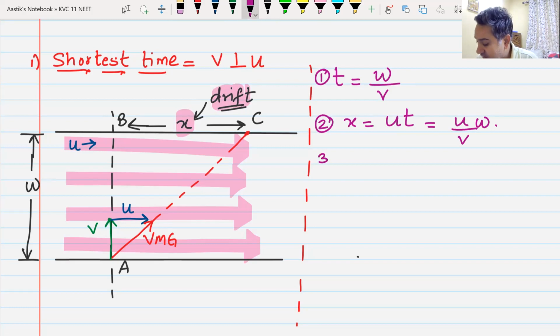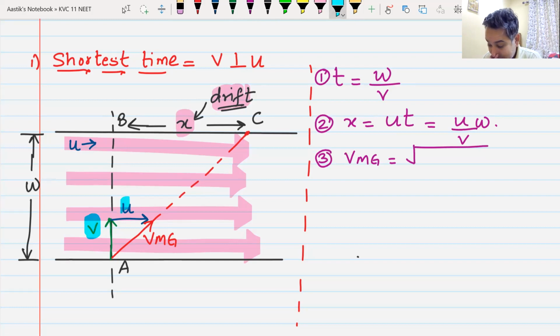The third thing they can ask you is what is the velocity of man with respect to ground, the magnitude. To find this magnitude, you can see it from the right angle triangle. This is base, this is perpendicular. If I call this angle theta, V becomes the base, U becomes the perpendicular, and VMG becomes the hypotenuse. You can find the value of the hypotenuse as the square root of V square plus U square.